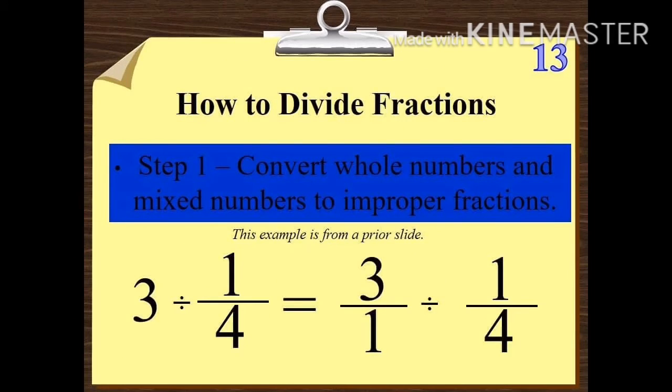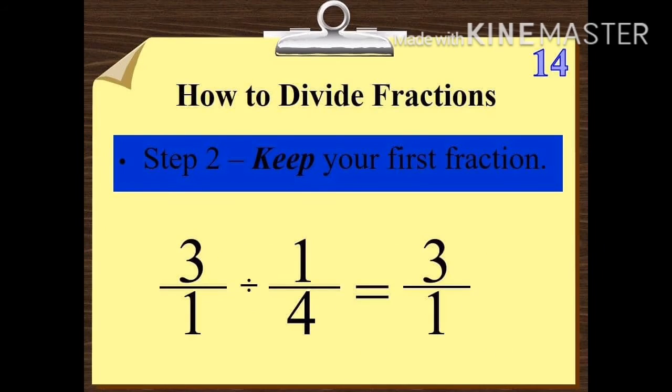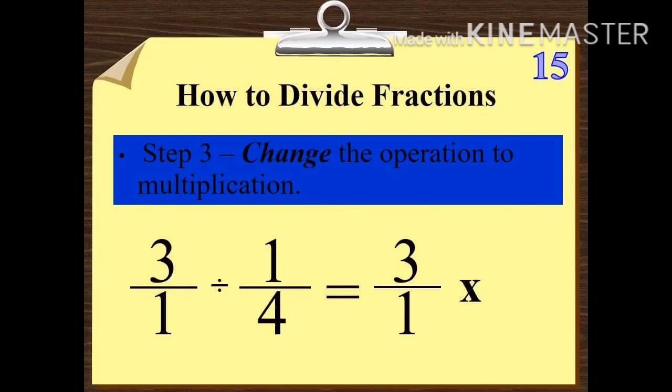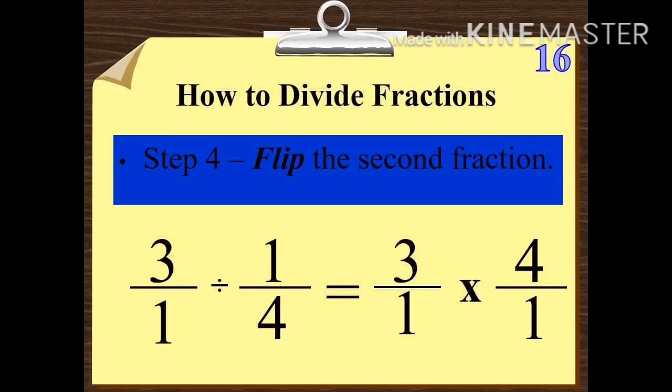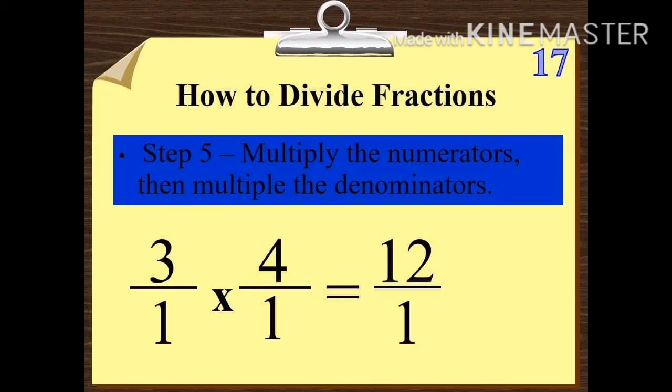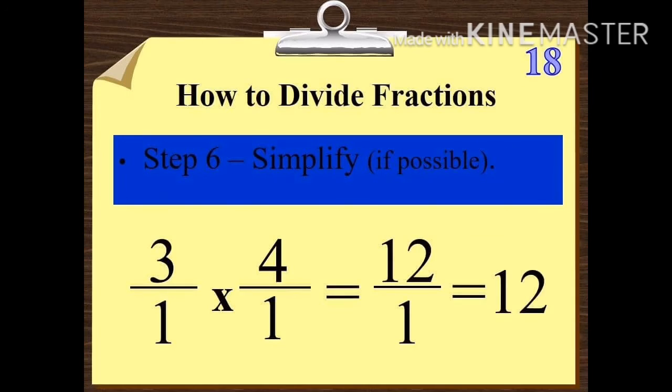How to divide fractions. Step 1. Convert whole numbers and mixed numbers to improper fractions. See the example below. Step 2. Keep your first fraction. Step 3. Change the operation to multiplication. See the example below. Step 4. Flip the second fraction. Step 5. Multiply the numerators, then multiply the denominators. Step 6. Simplify, if possible.